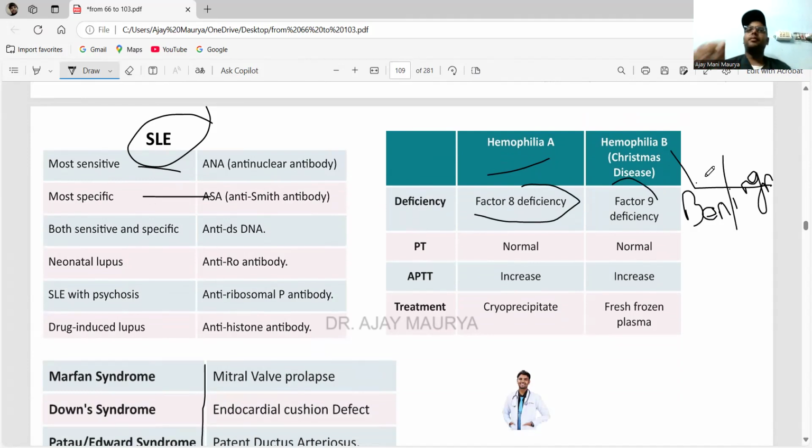Remember here the PT is all normal. APTT increases here. Remember the treatment for this one, only the deficiency changes. A is 8, B is 9. The treatment will be cryoprecipitate for hemophilia A, and fresh frozen plasma is the treatment for hemophilia B. Okay, done.